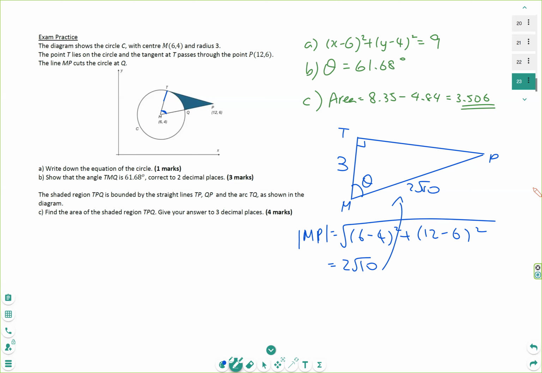So if I want to work out the right angle triangle using theta, I can use SOHCAHTOA, cos. So cos theta equals adjacent 3 over hypotenuse 2 root 10. So theta equals inverse cos of 3 over 2 root 10.